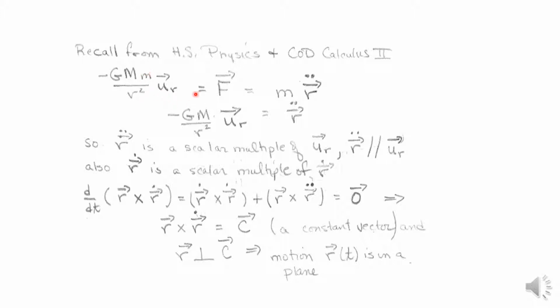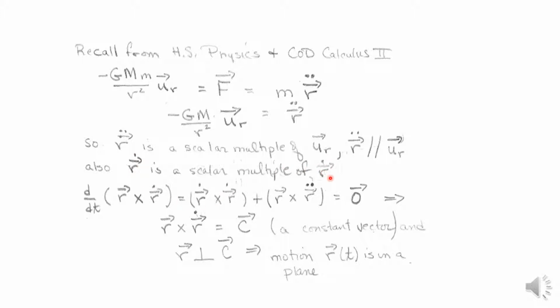What we can do then is set these two equal to each other, and we can cancel the mass of the planet, and we get that the acceleration vector r double dot is a scalar multiple of the r vector. That means these two are parallel. That means that the sine of the angle between them is 0. Also, if we think about r dot, that's a scalar multiple of r dot.